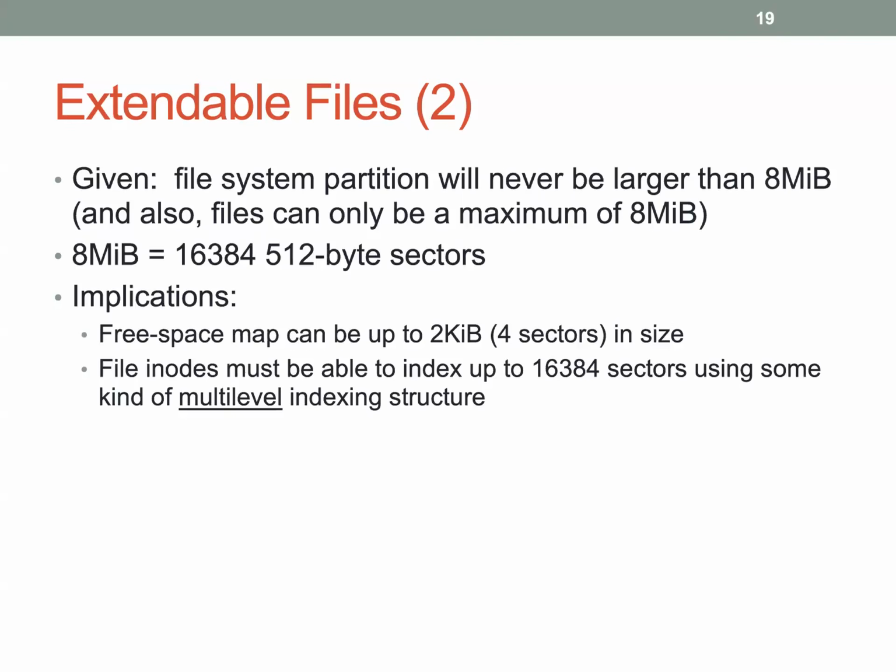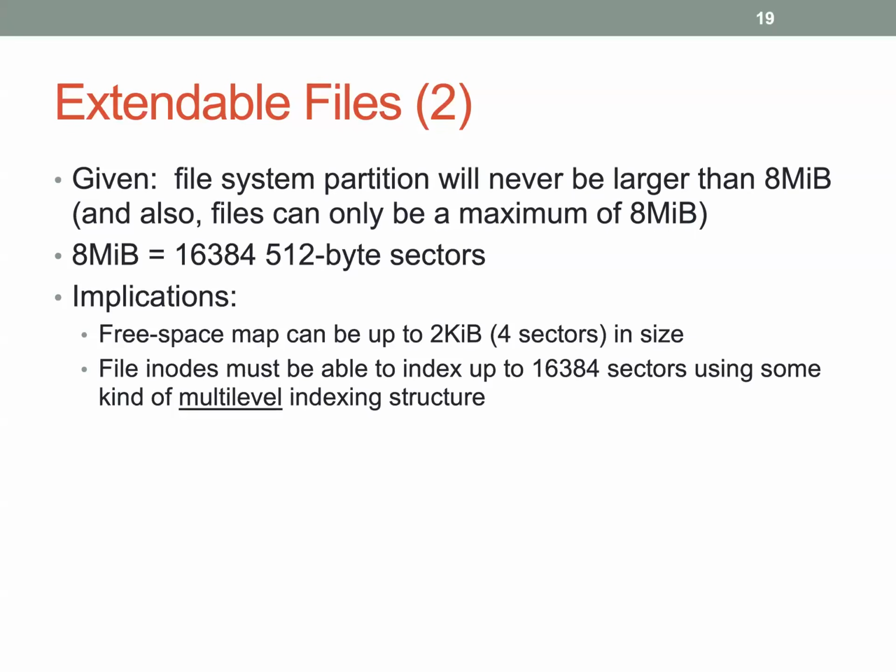One implication is that the free space map only needs to be up to 4 sectors in size. Now there's also an inode, because the free space map is stored in a file. So that means your free space map will only ever really take up to 5 sectors worth of space on your file system. File inodes need to be able to index up to 16K sectors, because that's the maximum number of sectors that a file can occupy.